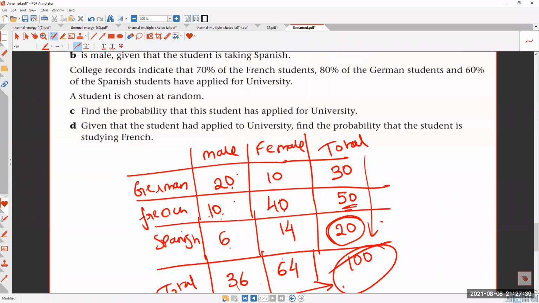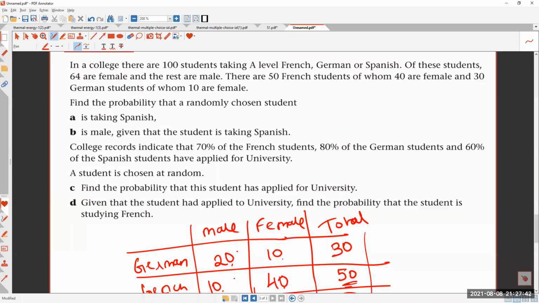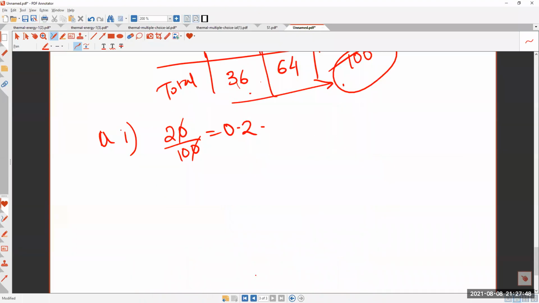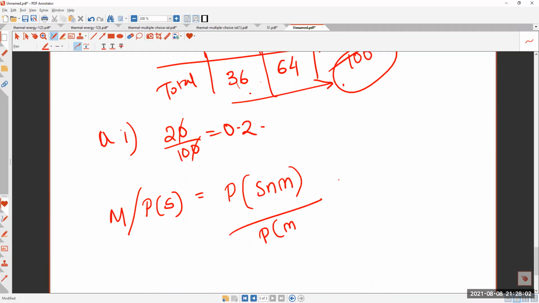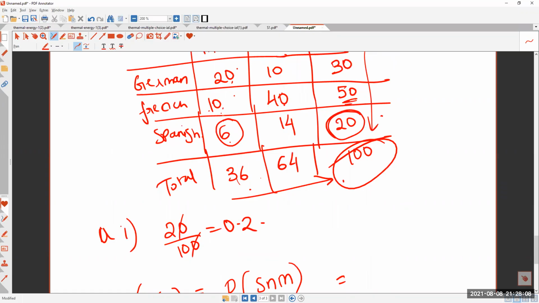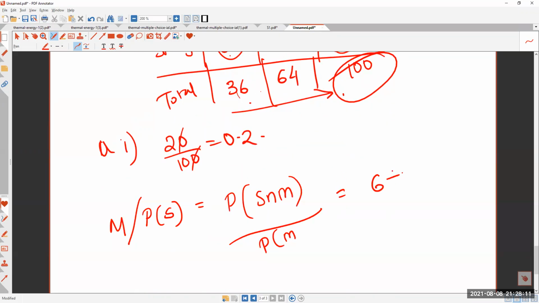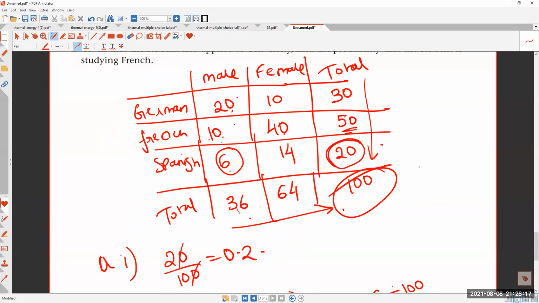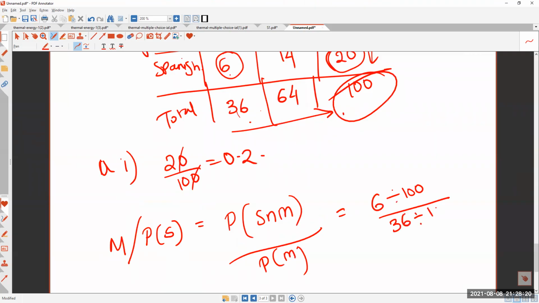Okay, now let's go to the B part. Is a student male, given that the student is taking Spanish? Look, the probability that a student is male given Spanish is the probability of Spanish intersection male divided by the probability of male. How many are Spanish and male? 6. Male and taking Spanish is 6 by 100, divided by the probability of a male. How many total males do I have? 36. Saima, Saeed, do you understand?